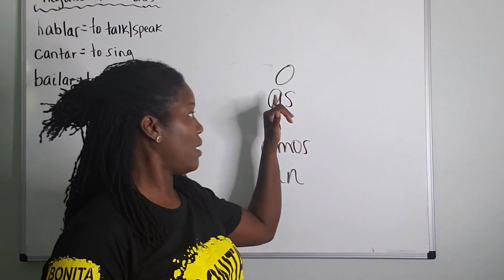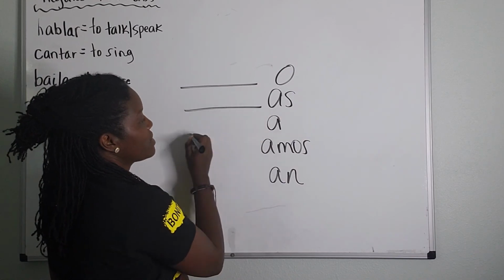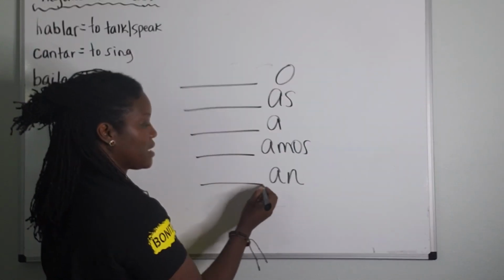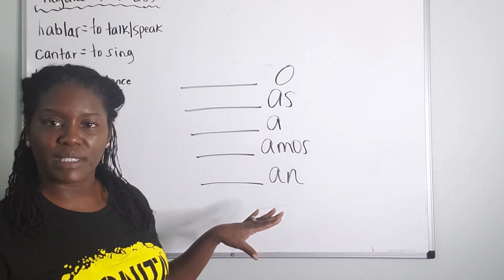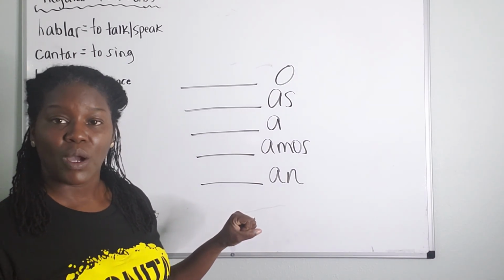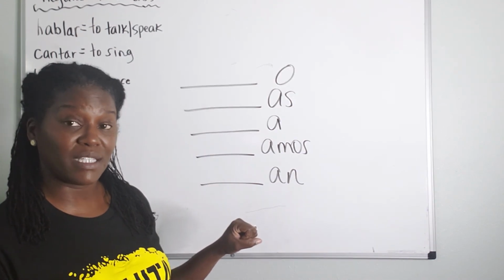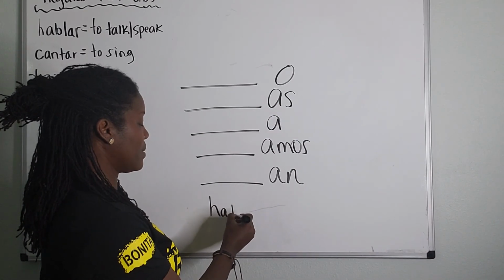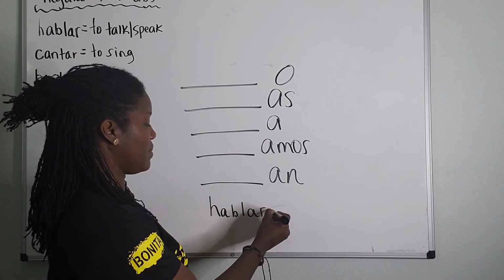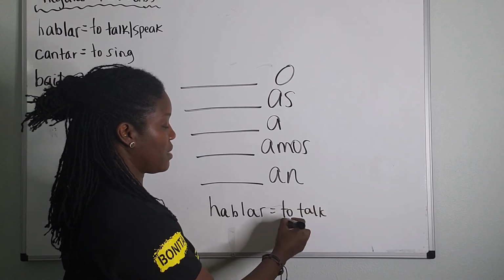So with the o, as, a, amos, an, I like to draw a line. Some people teach it different ways. Some teach it by using boxes. But I want to just put lines here and show you how easy it is to start to speak in Spanish when you're able to conjugate. I'm going to put the word hablar here, H-A-B-L-A-R, and it means to talk or to speak.